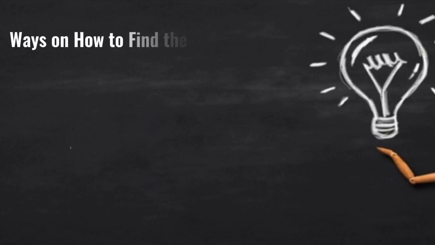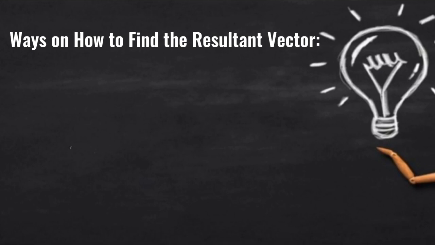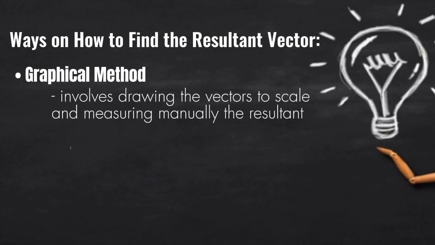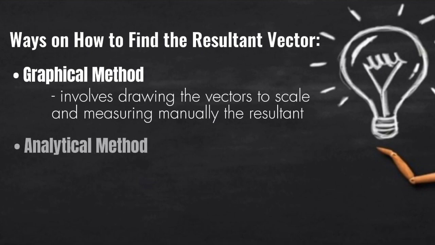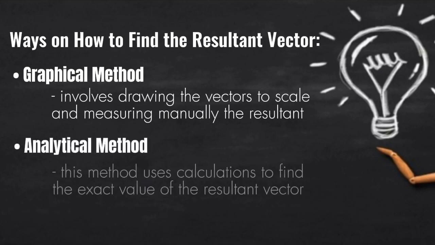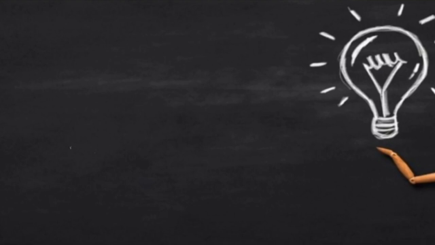There are two ways to find the resultant vector. First is the graphical method. The graphical method involves drawing the vectors to scale and manually measuring the resultant. Next is the analytical method. This method uses calculations to find the exact value of the resultant vector. So let's try these ways.